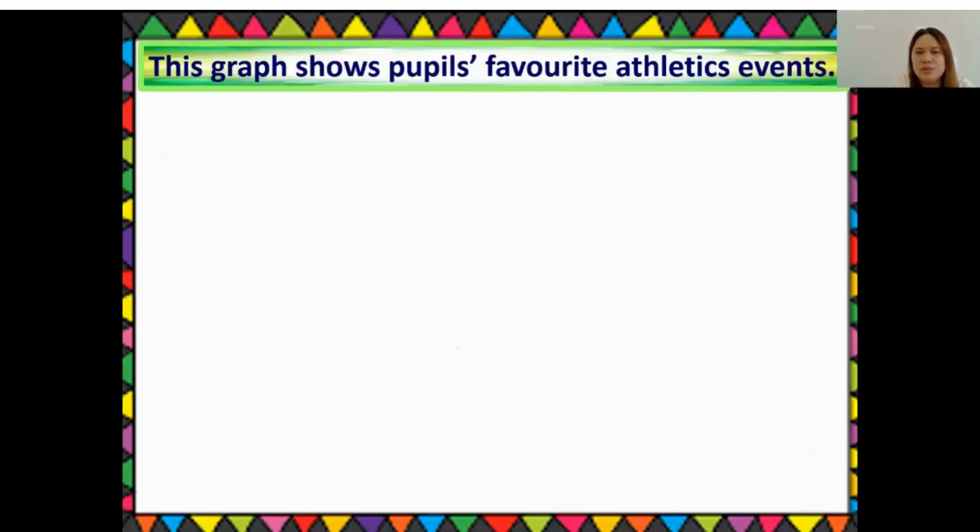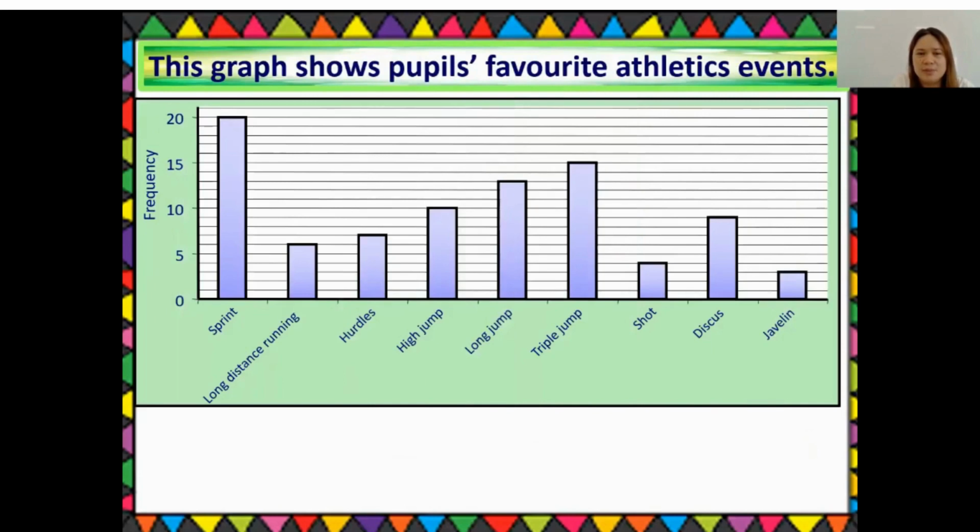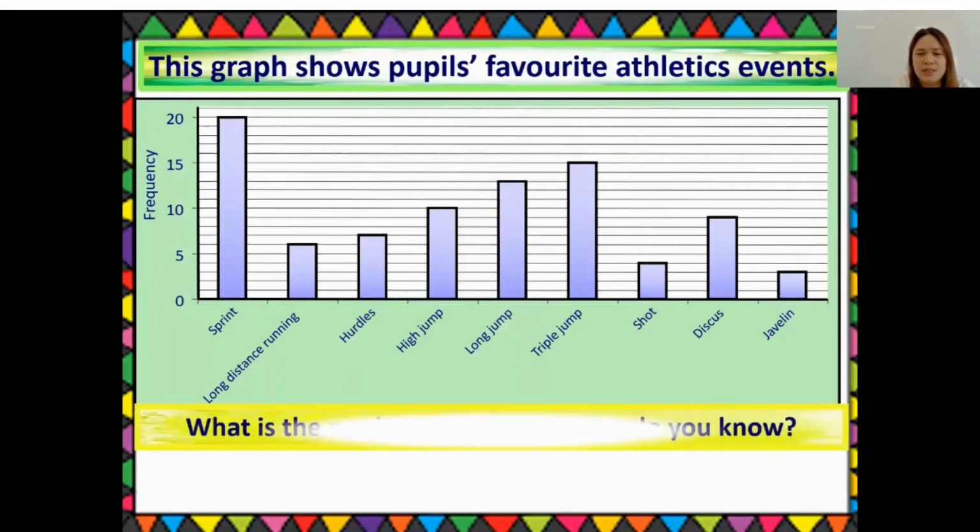This graph shows a pupil's favorite athletics events. So can you tell which one here is the mode in this graph? So this is still the frequency here, but it is presented using a graph. So can you tell me your answer? Which do you think it is, and what is the reason? How do you know that that is the mode?